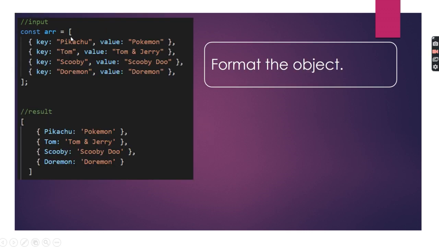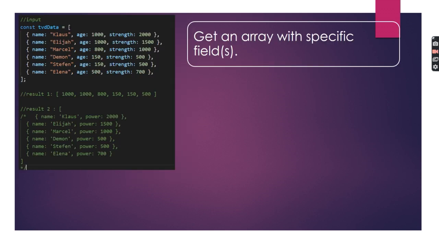After that we have another example where we have an array with some objects, and each object contains a key and a value. The key is a character in a cartoon and the value is the name of that cartoon. Like here the key is Pikachu and the value is Pokemon. And in the result we want an array with those objects but with the key as the cartoon name and the value as the character name. We can call it formatting the object. So we will achieve this using the map method.